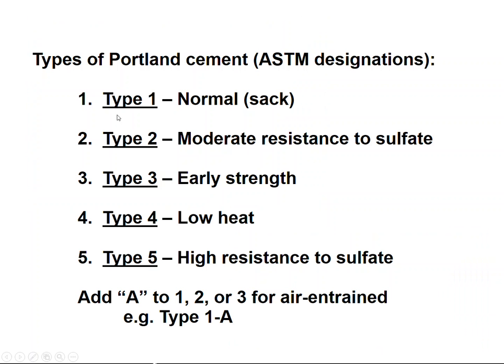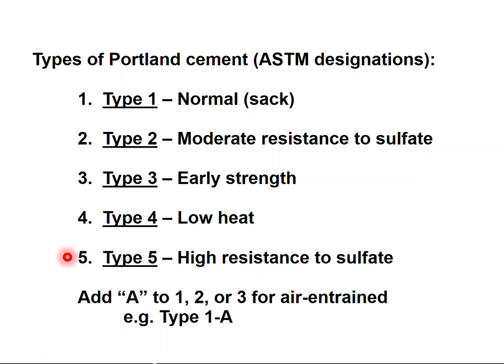So types of Portland cement. Remember, Portland cement is just one ingredient of the whole concrete mix, and Portland is that powder we think of. You can buy it in a sack at any hardware store. So we have 5 types, and your readings are going to go into these in a little more detail. But type 1 is what you buy off the shelf at Home Depot. It's normal. It's a normal cement. I'm sorry, normal Portland cement, sack cement.